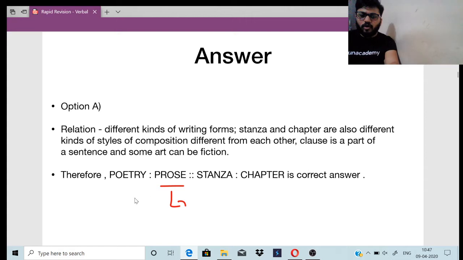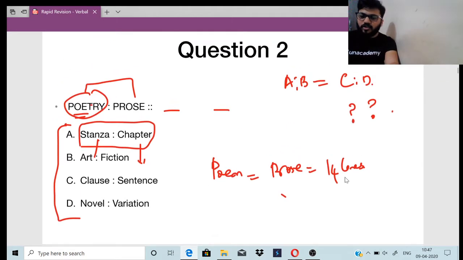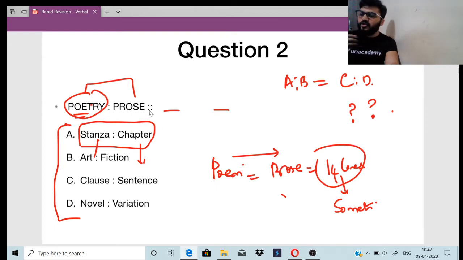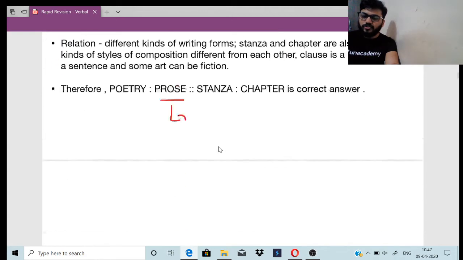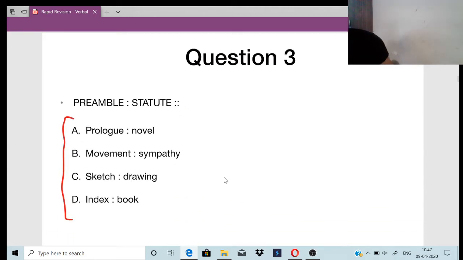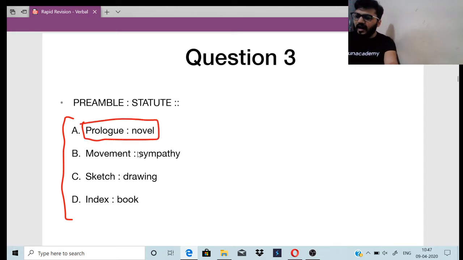Okay, here what I wanted to explain is prose is not a poem with 14 lines. 14 lines ka poem hai sonnets. Okay, so I wanted to explain these are two different compositions. Poetry and prose, they are two different compositions. Similarly, stanza and chapter are different compositions. So don't get confused here. Okay, everyone is telling it as D, right? Third one, it is A. Okay, A is the answer.